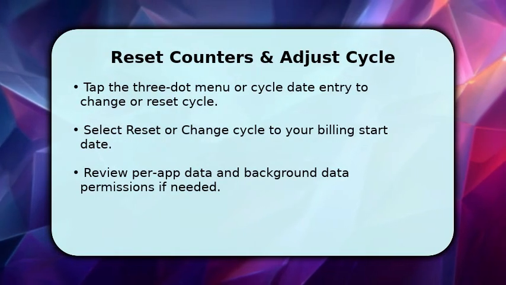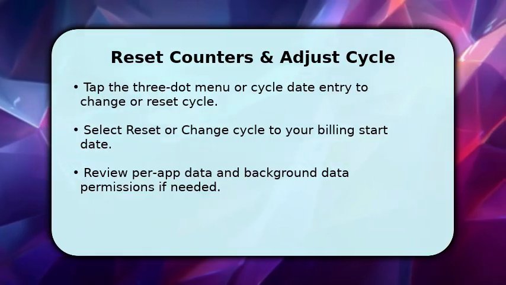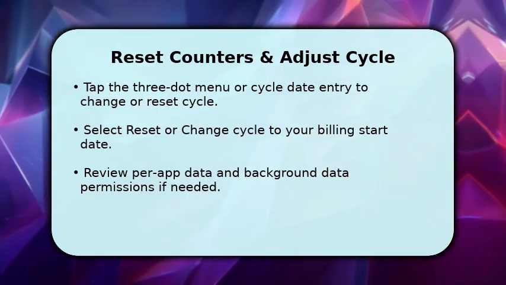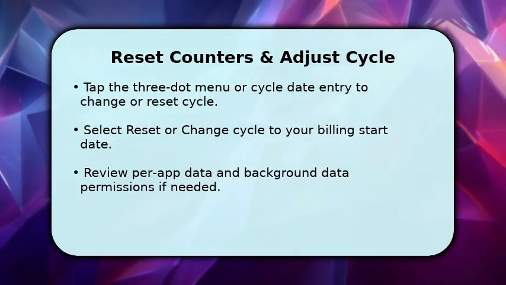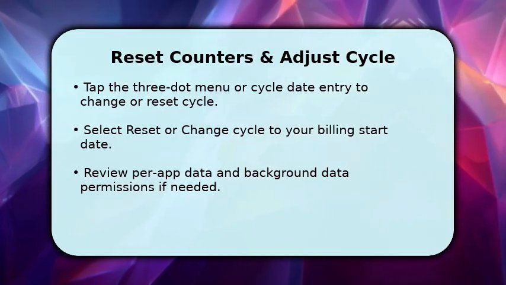Tap the three-dot menu or the billing cycle date and choose Change Cycle or Reset. Adjust the cycle start to match your carrier's billing day. This aligns Android's counters with invoices. If your device shows a reset option, confirm to clear totals for the current cycle.